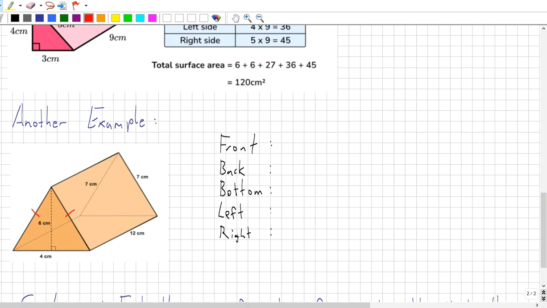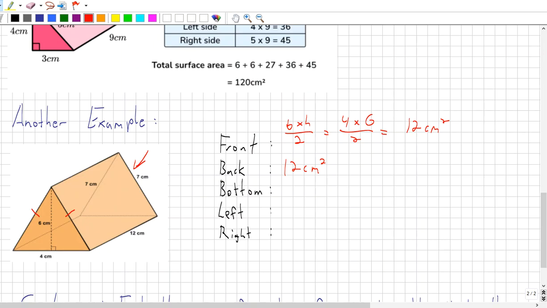So for the front, again, I have the base times the height divided by 2. The base is 4. The height, like I said, is that dotted line, which is going to be 6 divided by 2. 4 times 6 is 24. 24 divided by 2 is 12 centimeters squared. The back is exactly the same shape, so that one's nice. It's kind of given to you. So you know it's going to be 12 centimeters squared again.